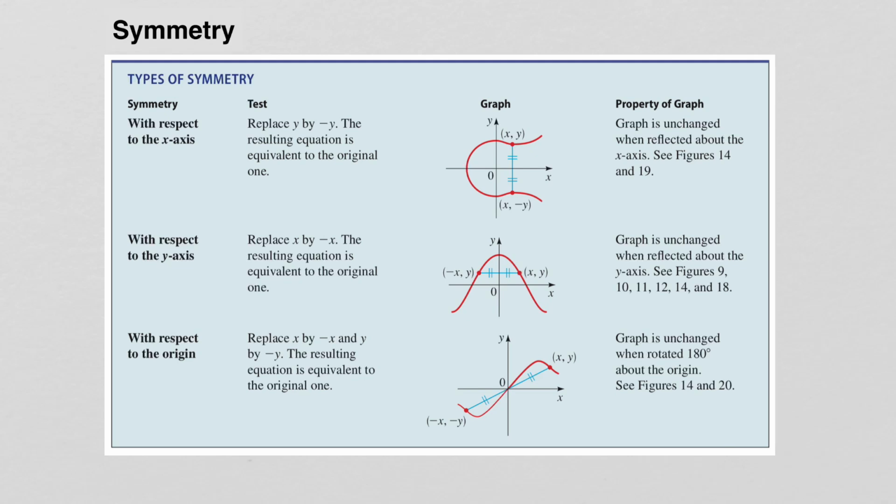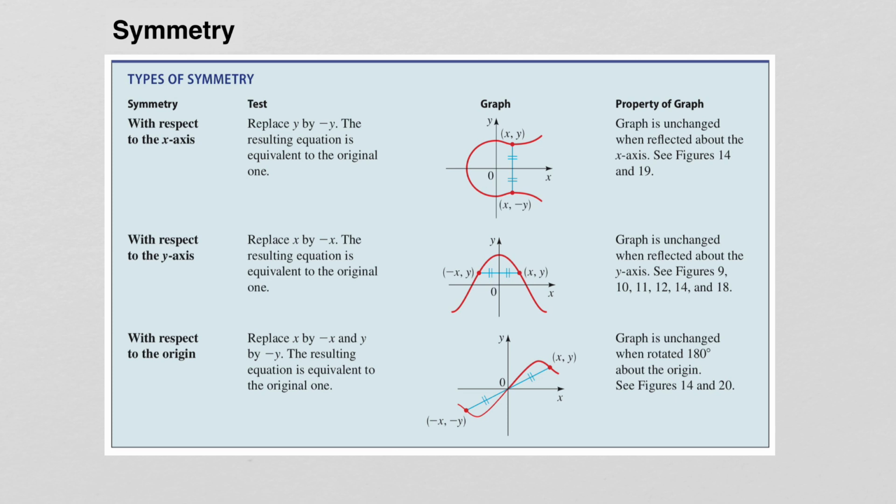Next, let's talk about symmetry. When a graph has symmetry, there's basically 3 different types of symmetry that we are interested in. One is symmetry with respect to the x-axis, which means that you have a mirror image of the graph across the x-axis. For this to happen, basically the same x-coordinate needs to produce a positive and a negative y-coordinate. So for example, if y is 3 here, then y would be negative 3 on the other side. To test for this kind of symmetry, you simply replace y with negative y, and if the resulting equation is the same as the original, then you have this kind of symmetry.